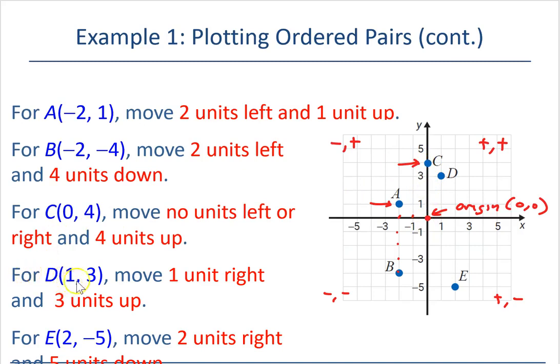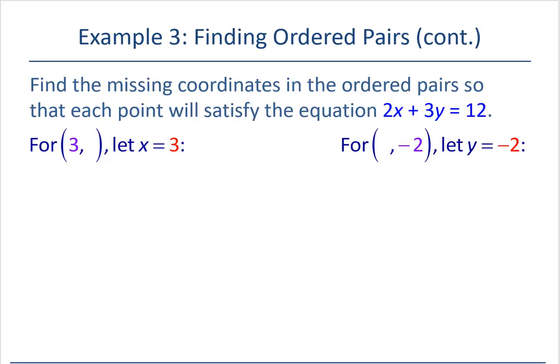And then for D, we can go to 1, 3. Well, that's a positive 1. And then 1, 2, 3. That's up 3. Okay. And then for E, we've got 2, negative 5. Well, that's a positive 2. So that's that guy there. And then negative. So I've got a positive, negative. That means I'm going to be in this area. Well, positive 2 and then 1, 2, 3, 4, and 5 gives me the E. And so pretty straightforward. You practice this enough, it becomes really, really quick. It's going to become very second nature to you, so don't stress on this.